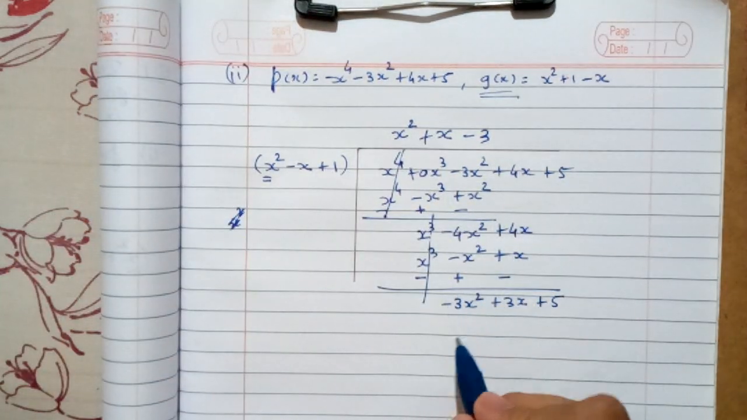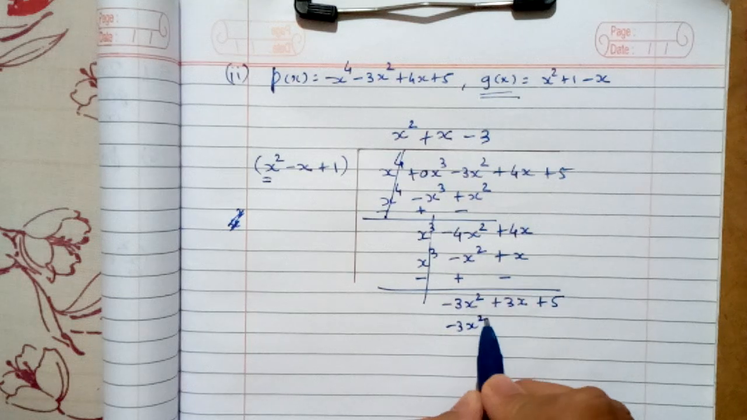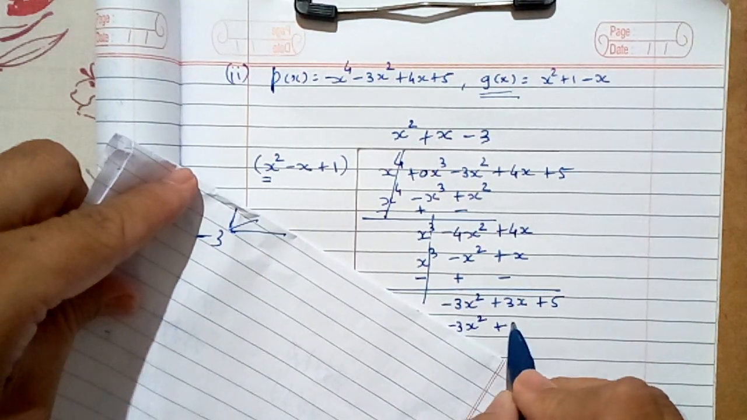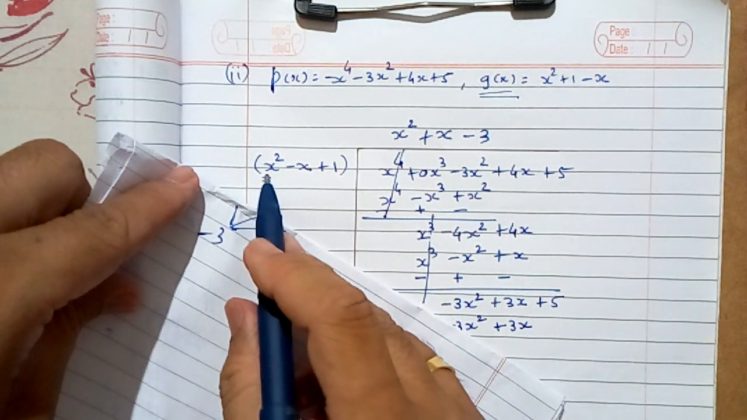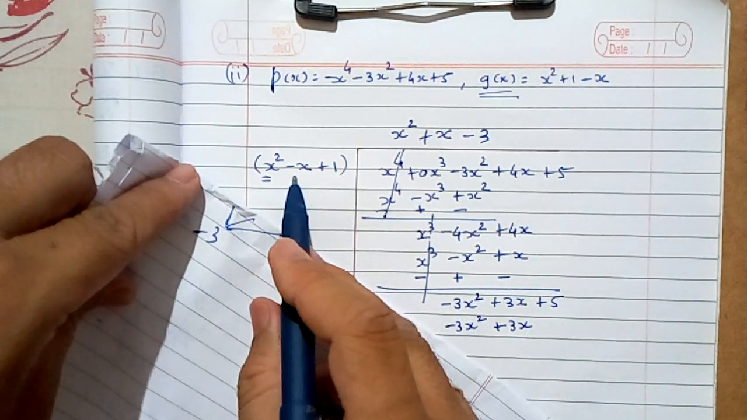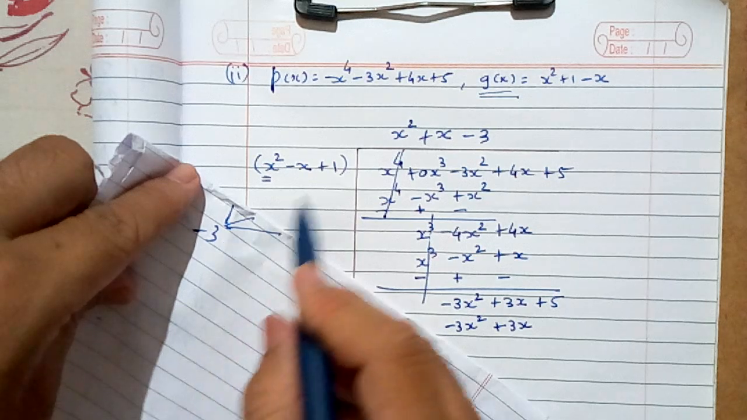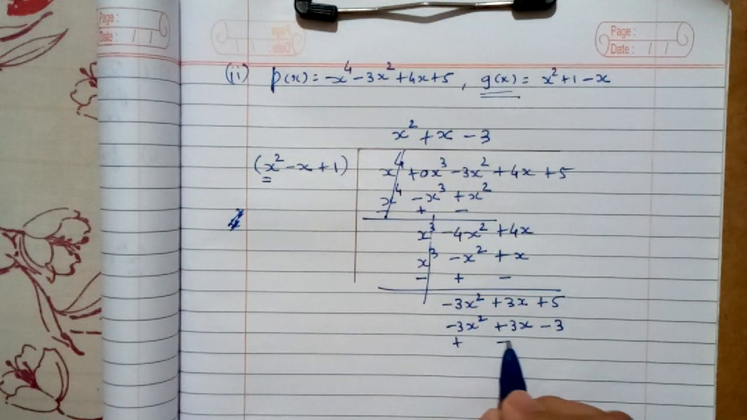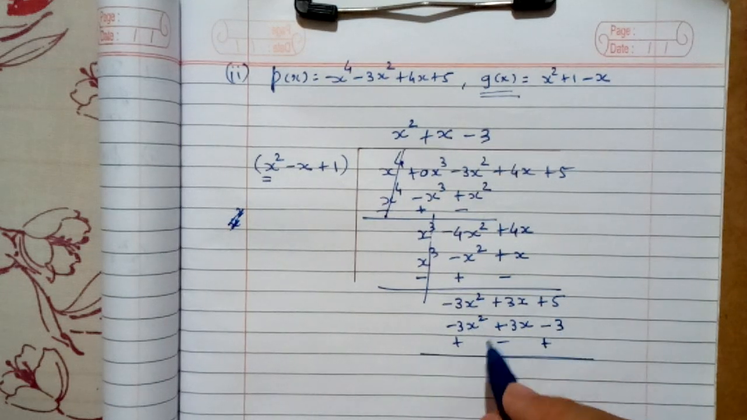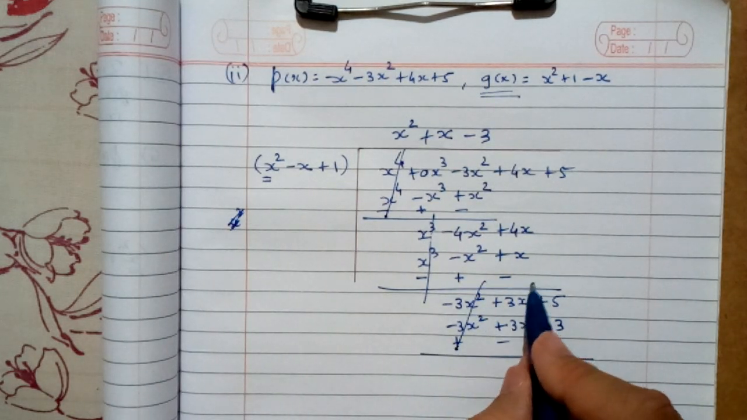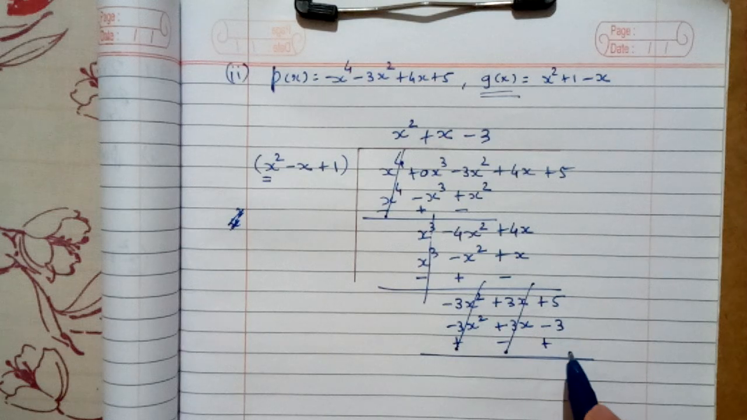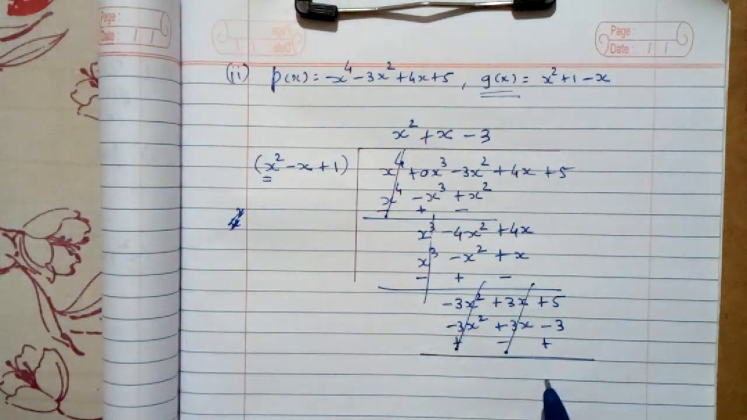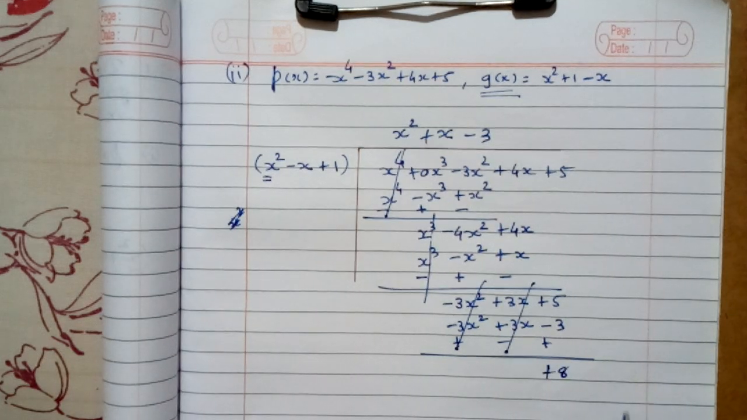Minus 3 with x square, minus 3x square, minus 3 with minus x, plus 3x, minus 3 into 1, that is minus 3. Opposite, opposite and opposite. Now plus minus cancel, 3 minus 3 cancel, plus 5 and new sign plus 3. So you have to close this one, plus 5 plus 3, that is plus 8, as remainder.